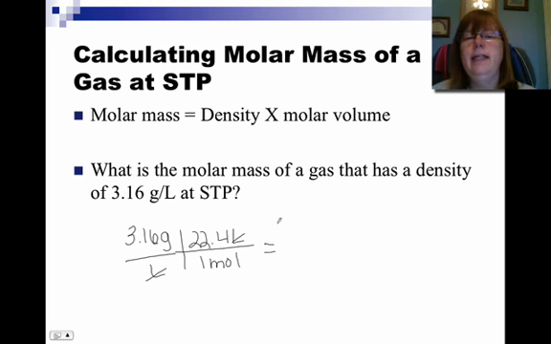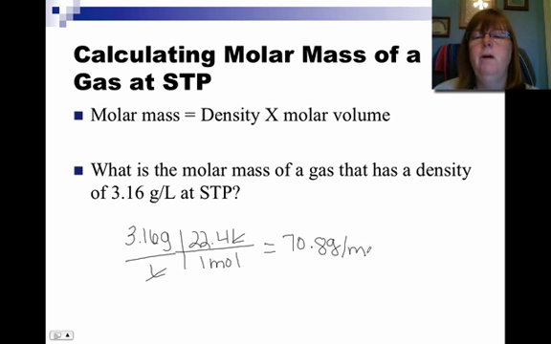Our answer is 70.8 grams per mole. So this was probably chlorine gas with a molar mass of 70.8 grams per mole because chlorine is diatomic. So again, you can get a molar mass from a density of a gas if you know its density at STP. This type of problem is for honors students only.